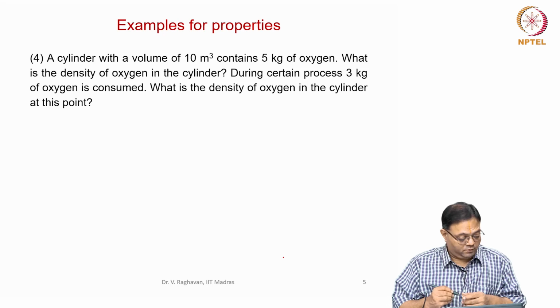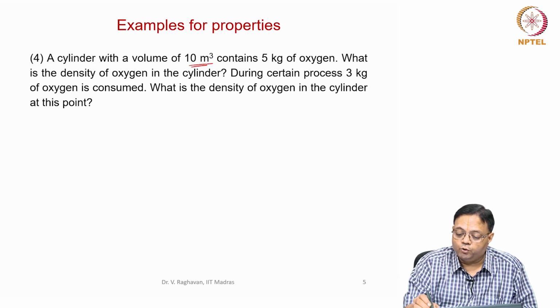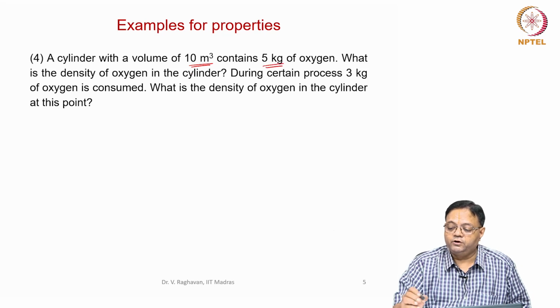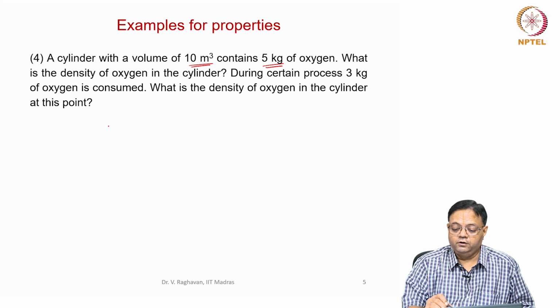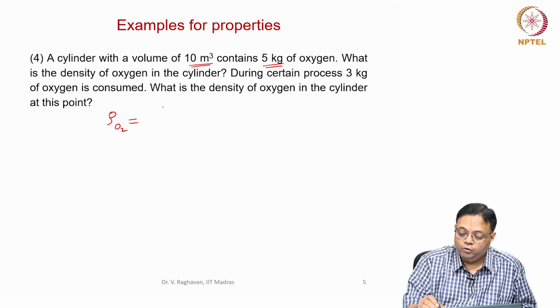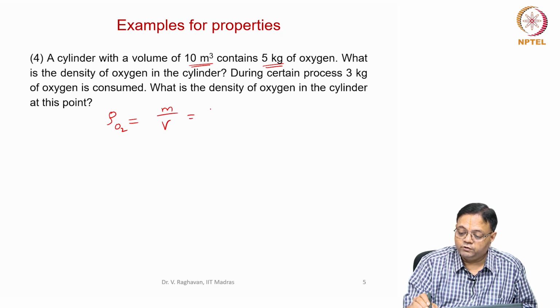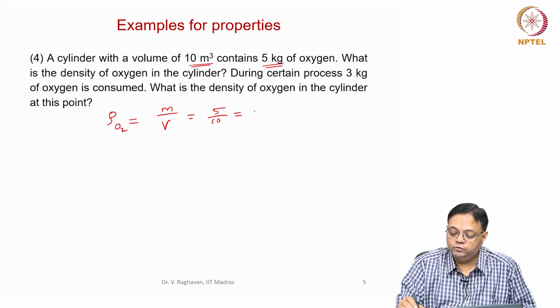Now, go to the next one. A cylinder with a volume of 10 meter cube contains 5 kg of oxygen. So, what is the density of the oxygen? Density of oxygen will be equal to mass per volume, which is equal to 5 by 10, 5 kg per 10 meter cube.